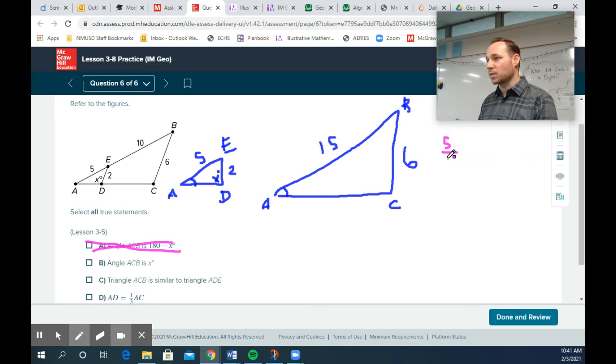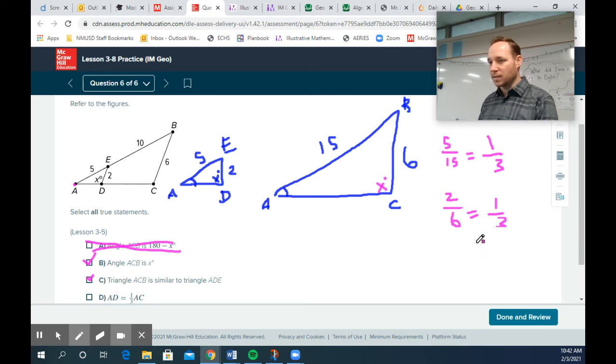Let's do 5 to 15. That equals 1/3. And we can do 2 to 6. That equals 1/3. So we know that their corresponding sides are proportional, which means that they must have the same angle measure. So we know this one's true. Triangle ACB is similar to triangle ADE. ADE, ACB, yes, we just proved that one because they are proportional, or I could say dilate this by a scale factor of 3 from point A, and it will dilate, ding, and land right on top of it.